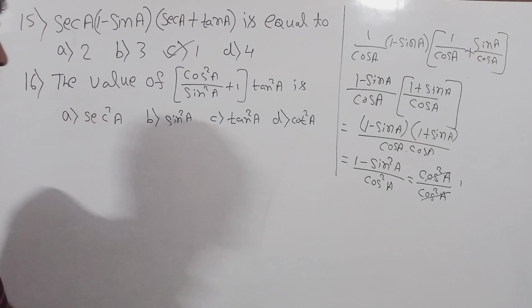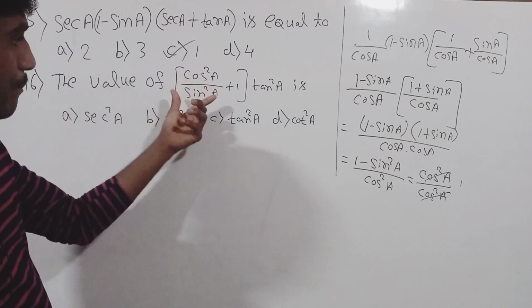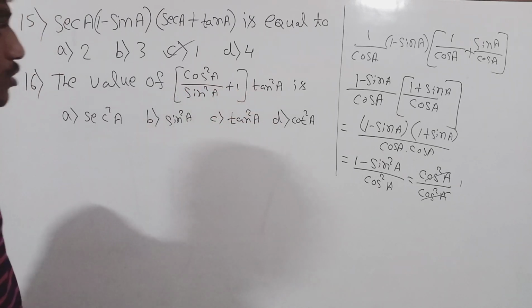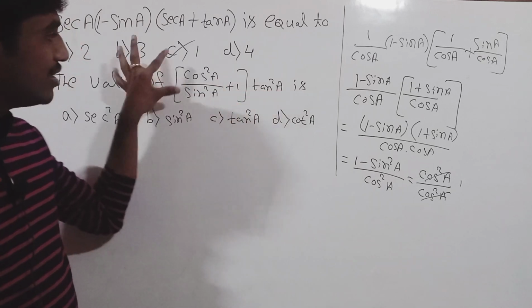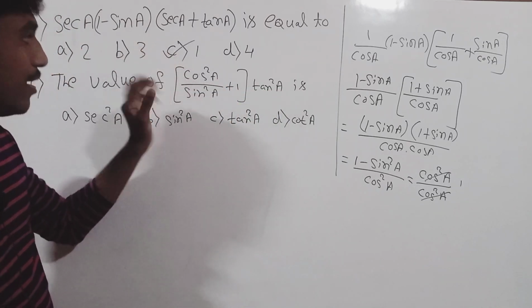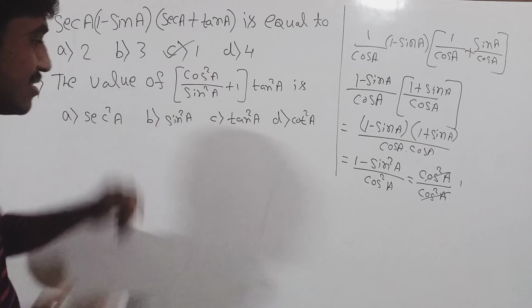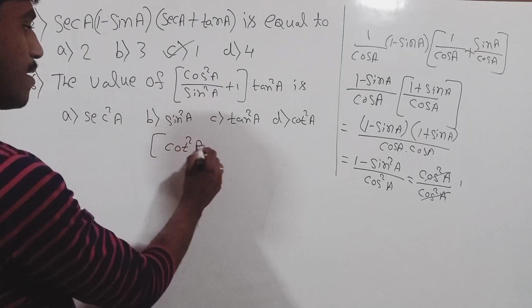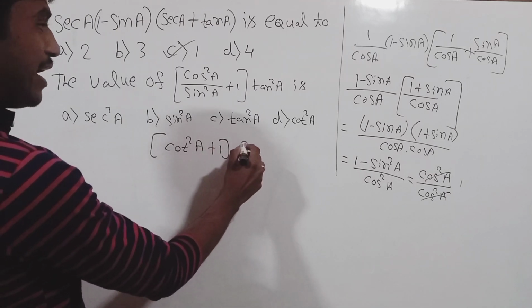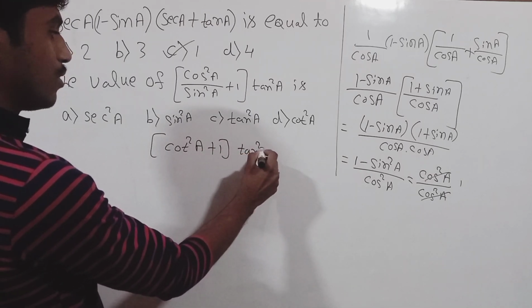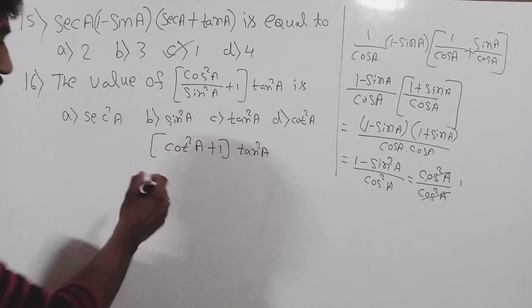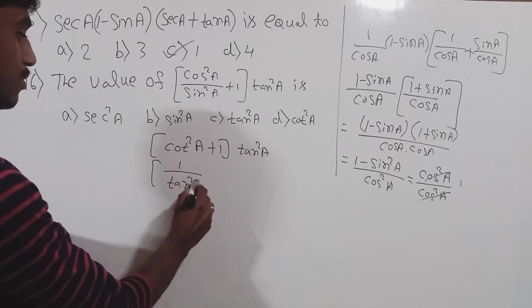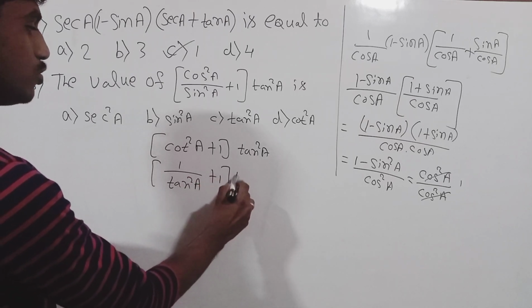The next question is the value of cos square A by sin square A plus 1 into tan square A is what? So here they have given tan, so this also we will try to express in terms of tan. That is cos by sin means it is cot. So cot square A plus 1 into tan square A. This cot we can write in terms of tan as 1 by tan. So 1 by tan square A plus 1 into tan square A.